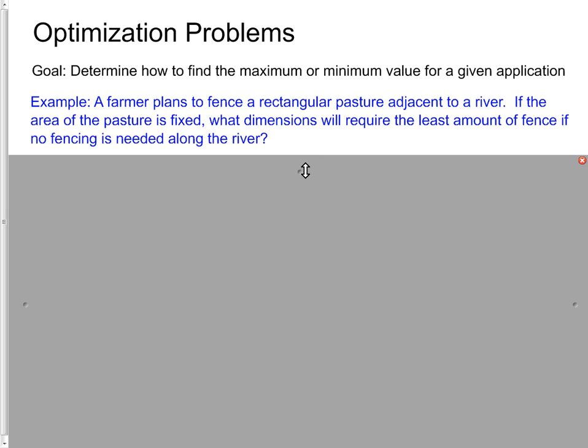One might be this. A farmer plans to fence in a rectangular pasture adjacent to a river. If the area of the pasture is fixed, what dimensions will require the least amount of fence if no fencing is needed along the river? Well, there's a key word right there, one that comes up all the time: least amount. We're asking to minimize something. We're trying to find a minimum, so we would have to have a function that would do that for us.